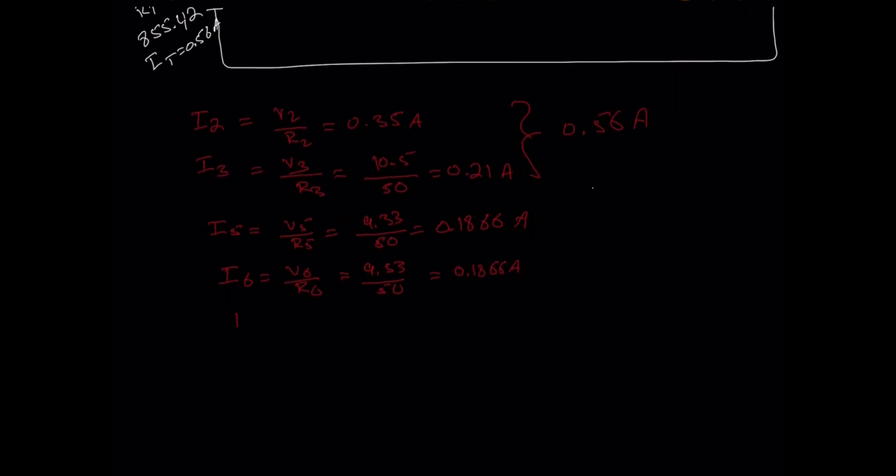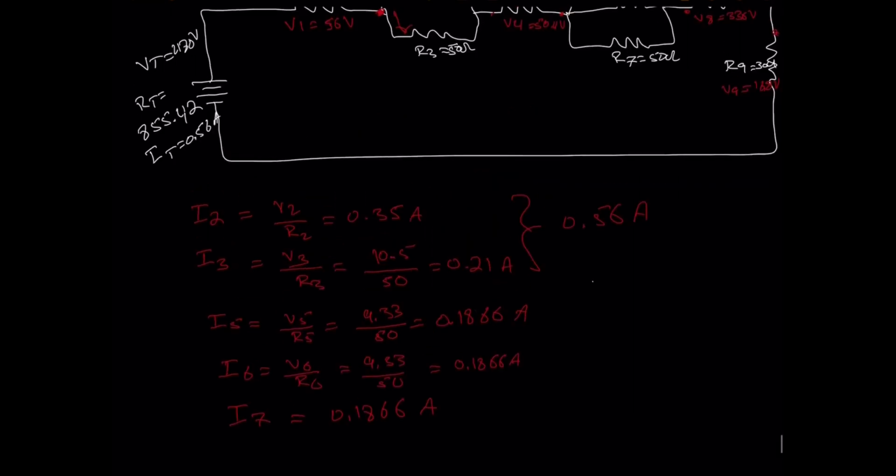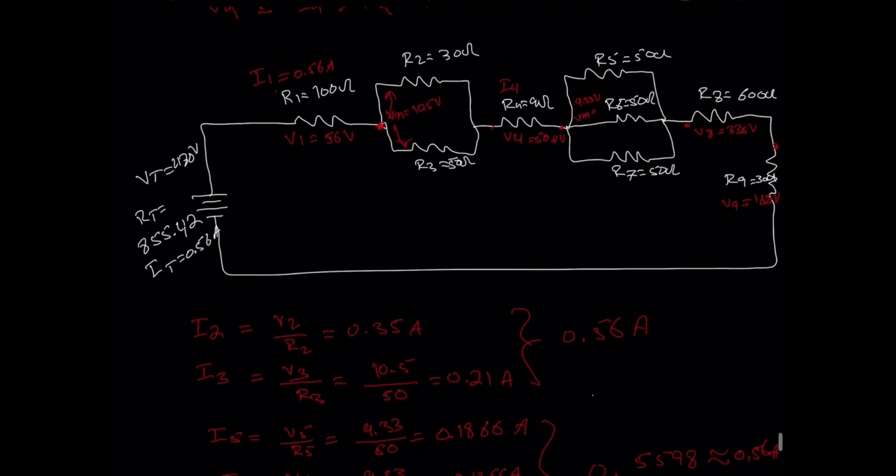And same thing is true for I7, it will be 0.1866 amp. If you add these together, that should give me 0.56 amp. 0.5598. It's close enough to 0.56 amp because there might be rounding issues here. Okay, so we found individual current too.